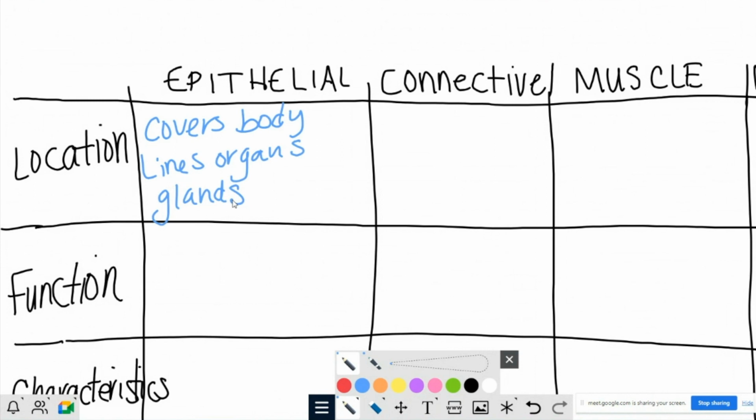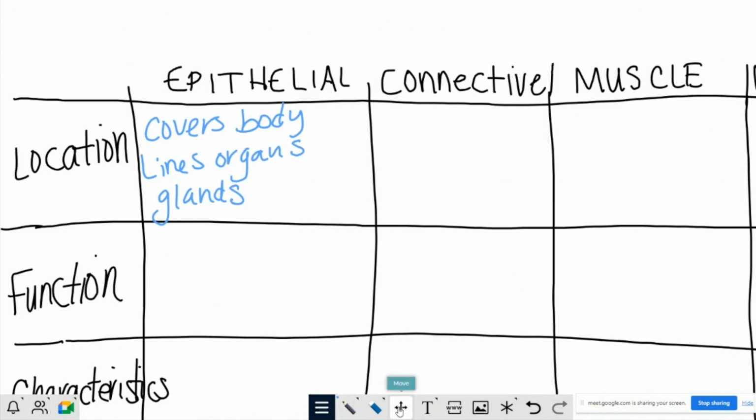So your pituitary gland is epithelial tissue. Your sweat glands are epithelial tissue. We will draw them both in this unit and in the skin unit when we talk about glands in more detail. Okay, let's get to the functions.